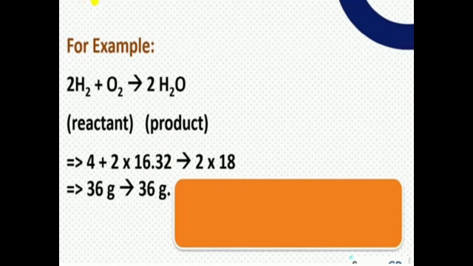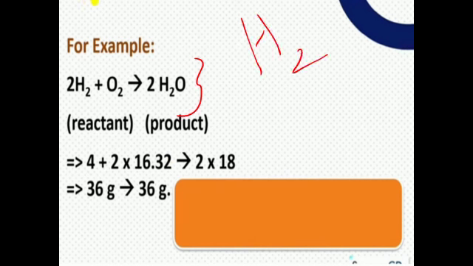Here, 2H2 plus O2 gives 2H2O. This is a balanced chemical equation. You will study this in your higher classes, in 10th. They have balanced it and written it. You just have to find out the mass. So 2H2. The atomic mass of hydrogen. First let me clear. H2.